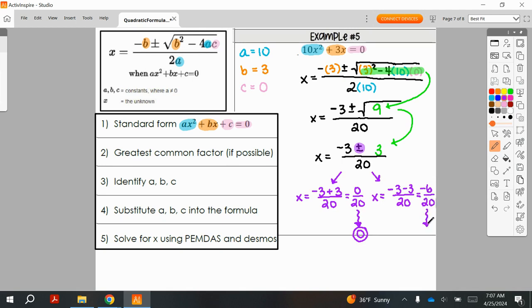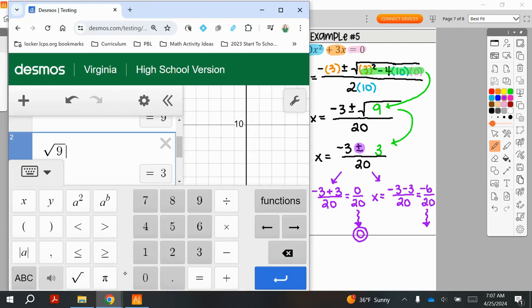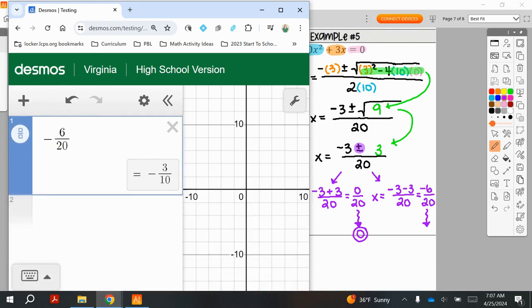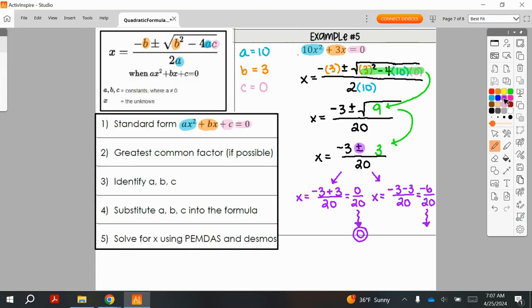Luckily, I have Desmos up here, and I can check to see what fraction that's going to come out to be here. So I'm going to go ahead and do negative 6 divided by 20. And I see that I get a nice blue button here on the left side when I type it in Desmos. You can try yourself, leading me to simplify this fraction to negative 3 over 10 as the most simplified fraction answer. Those are my two answers for x here.